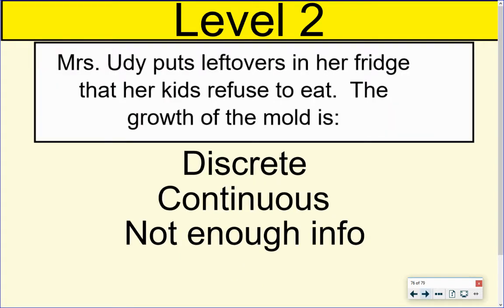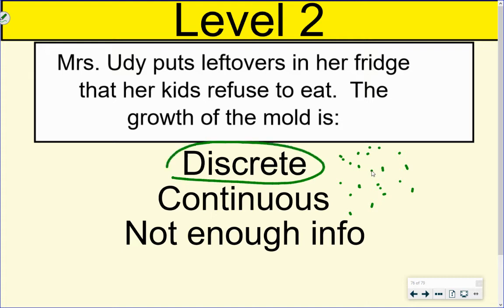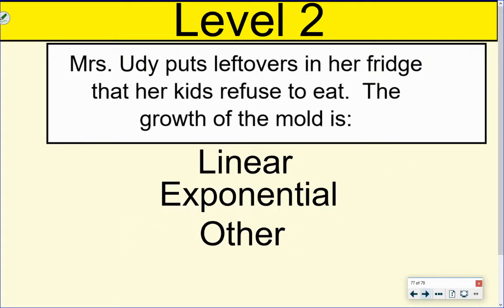Okay, last one. Mrs. Udy put leftovers in her fridge that her kids refuse to eat. So we're going to talk about the growth of the mold. Okay, so think about it. Mold starts somewhere, and then what does mold do? It just keeps going, but it's individual points, okay? It is something that you would count. I don't know why anybody would count it, but you're going to count how much mold there is. And you've seen it. You've seen little spores of mold. You count those little spores of mold.